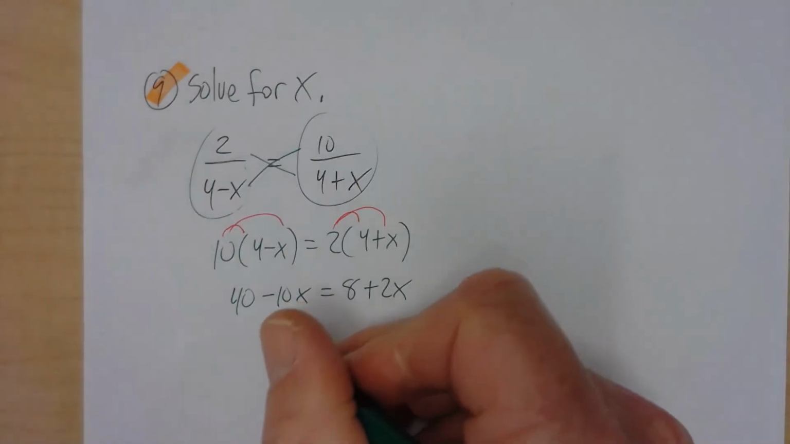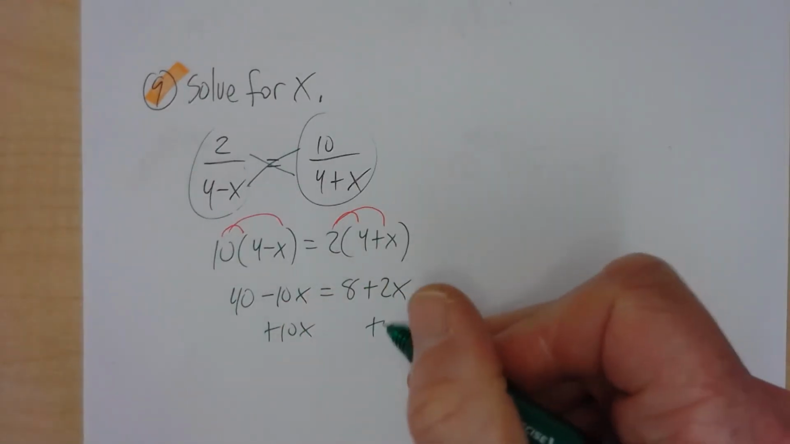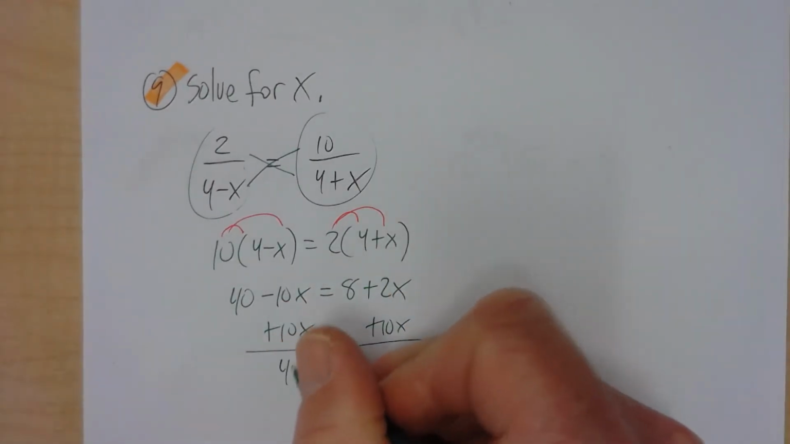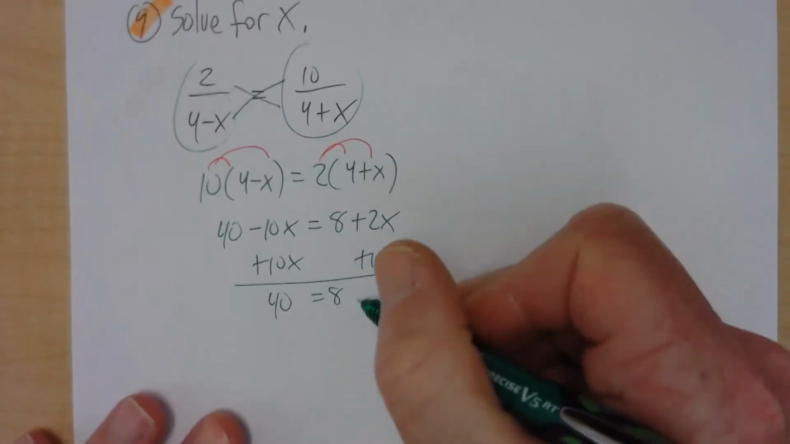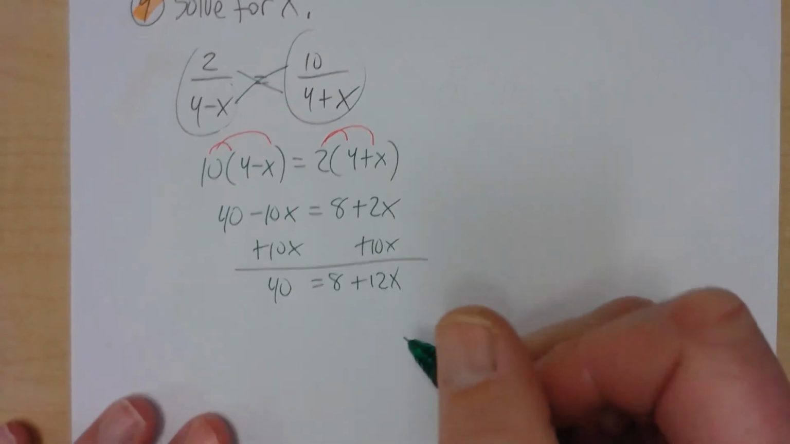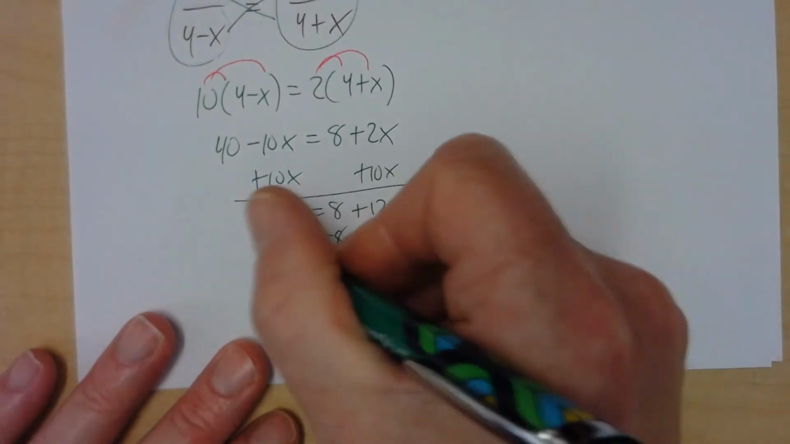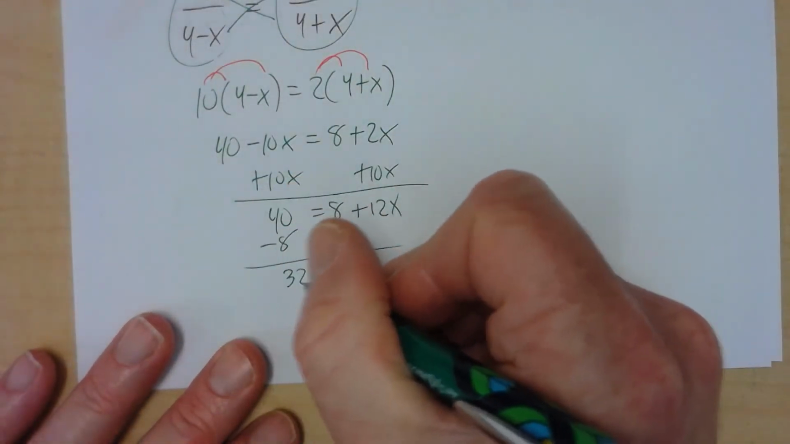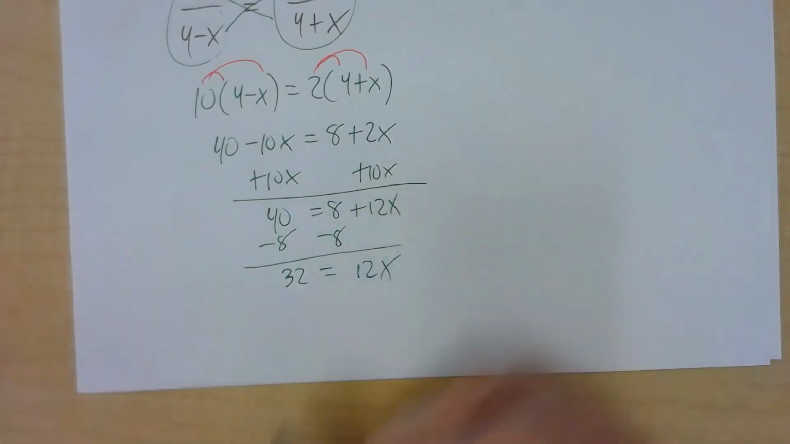So we get the x's on the same side by adding the 10x over. I get 40 is equal to 8 plus 12x. Subtract the 8 over, that'd be 32 is equal to 12x. Then we're going to divide by 12.